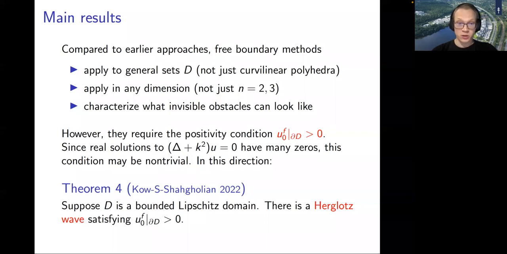But one can show, for instance, in these results with Cohen and Chagolian, that if D is a bounded Lipschitz domain, then you can always find an incident wave, even a Herglotz wave, which is positive on the boundary of D. Okay, so I think this concludes the main results.